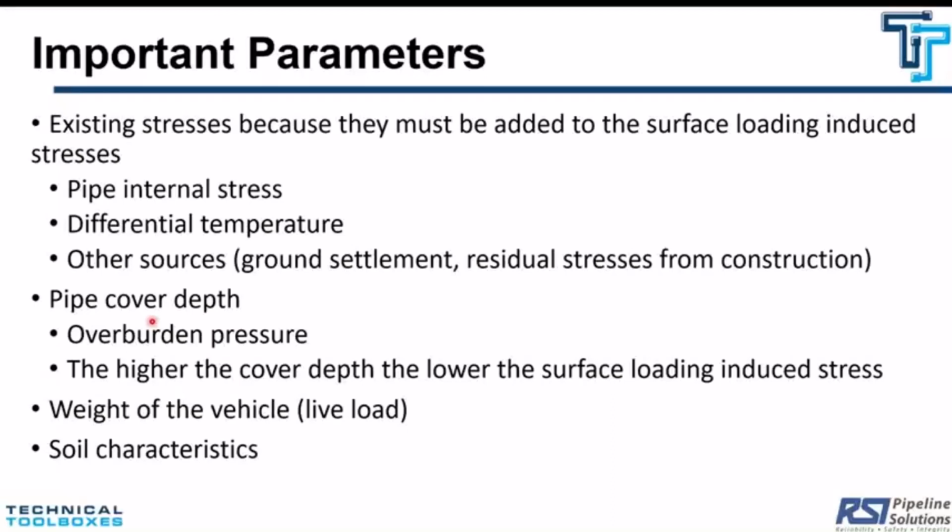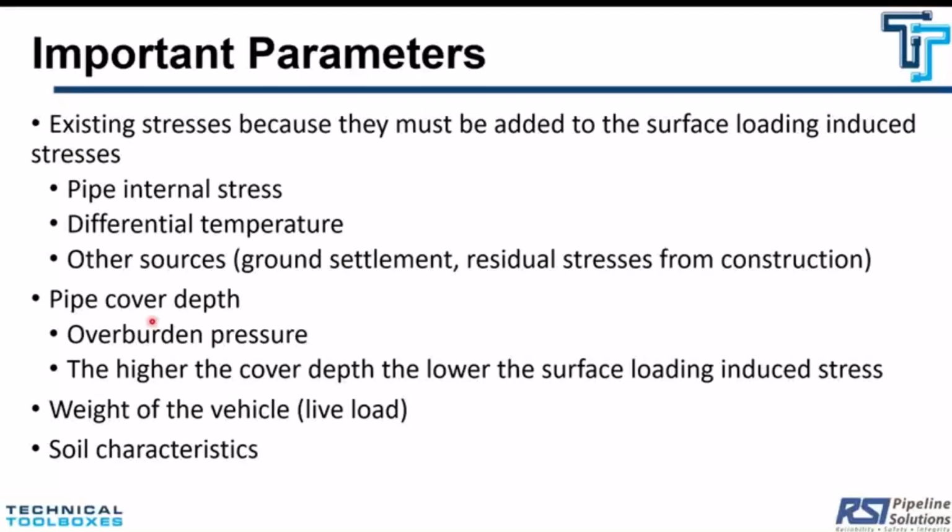And the same with pipe diameter and wall thickness. Now, if we don't know the wall thickness, there is a way we can make a guess. We can look at API 5L and just pick the smallest wall thickness. Usually that's conservative. But with the pipe diameter and with the cover depth, we almost always need to know them. So those are important parameters.